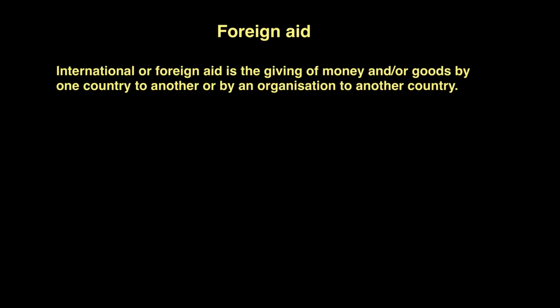When we look at relationship between countries at different levels of development, we first look at international or foreign aid. International foreign aid is the giving of money and/or goods by one country which is particularly well off to another, or by an organization to another country. Now let's look at some of the forms of this aid that take place.